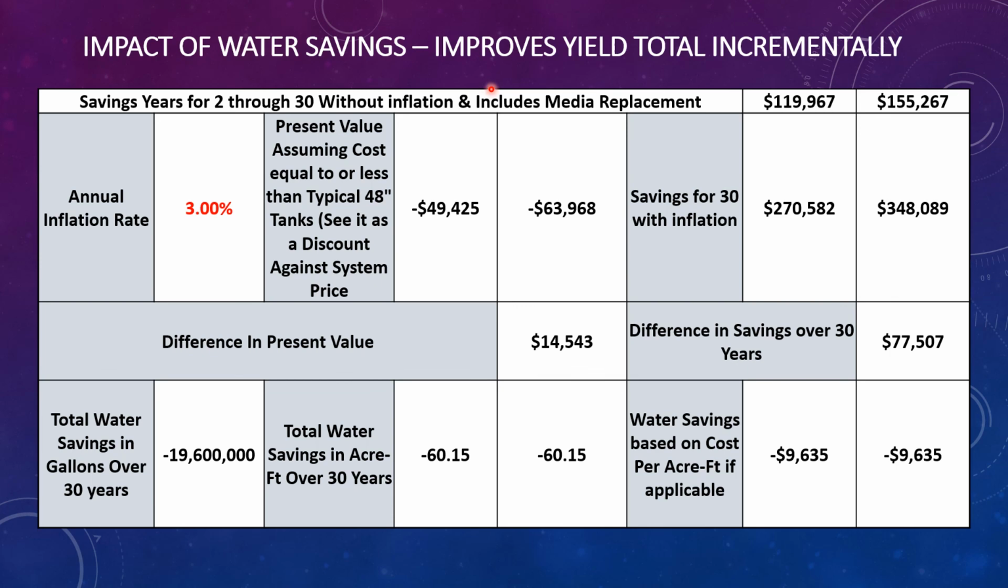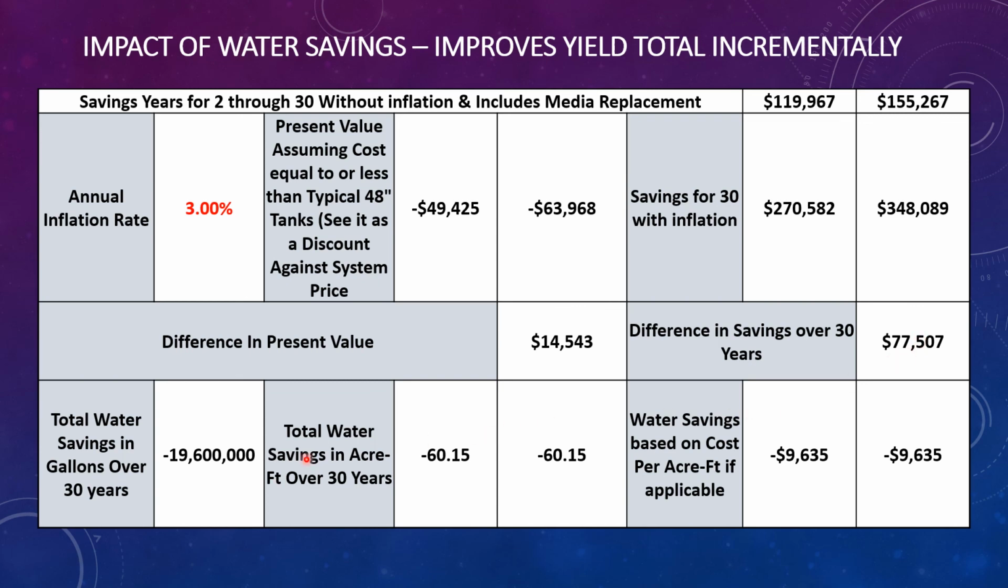So this is a summary that included the yield information that we covered on the previous slide, and this went from 217 to 270 based on the yield over 30 years with inflation, and with a lifetime media went from 242 to 348, which was quite a big savings. And of course, overall, the savings between these two options, non-lifetime media versus lifetime media, was $77,000.